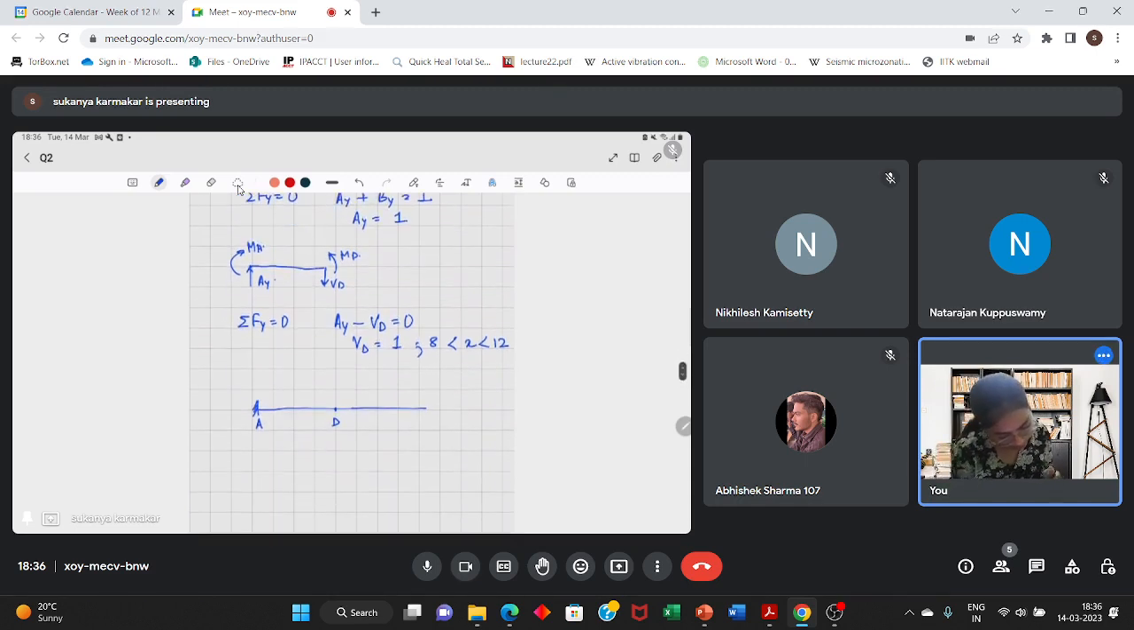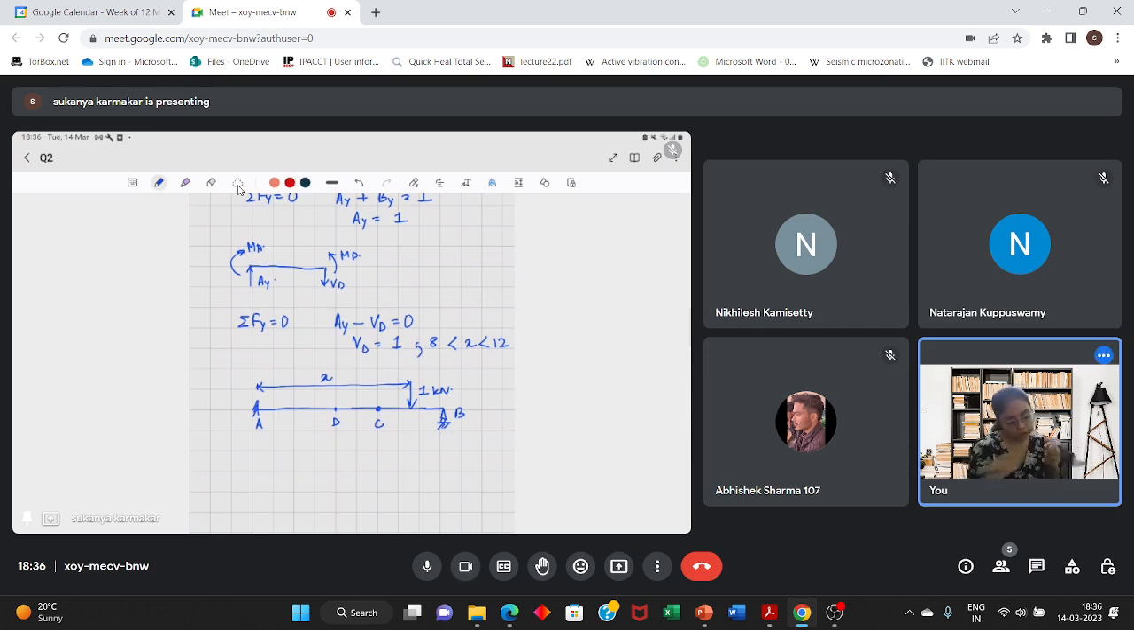B, C is the internal hinge. This is point B. Now the unit load is lying here. This is X. This is a unit kilonewton, 1 kilonewton.